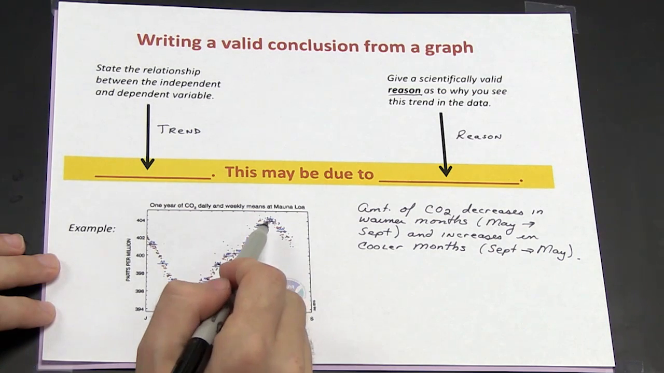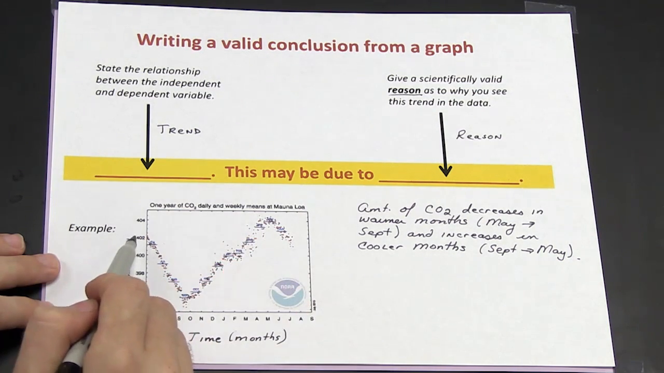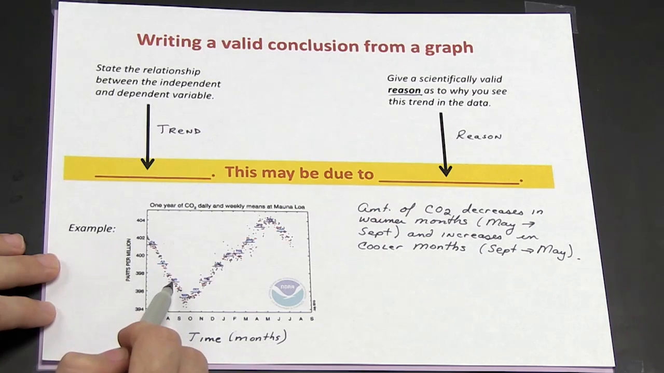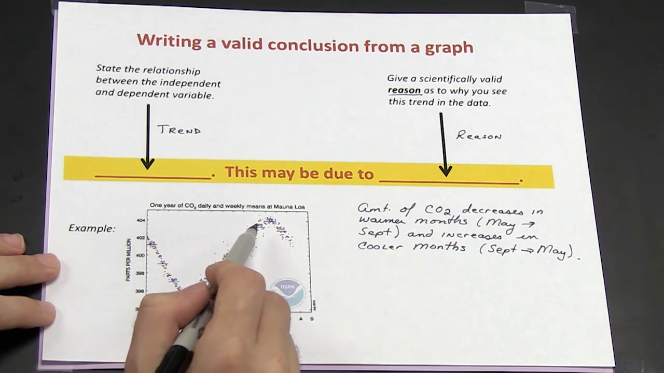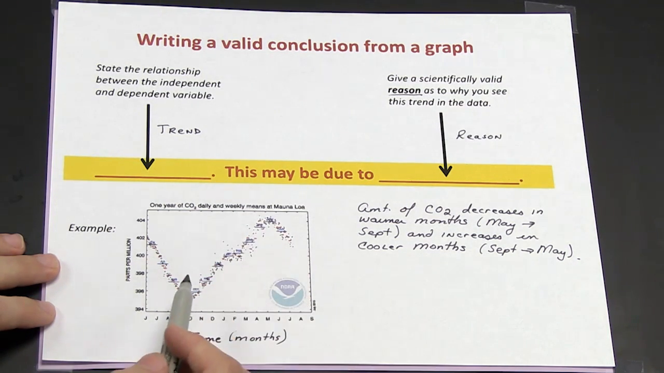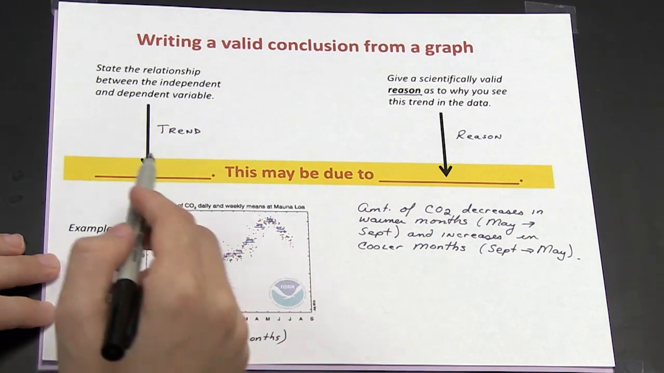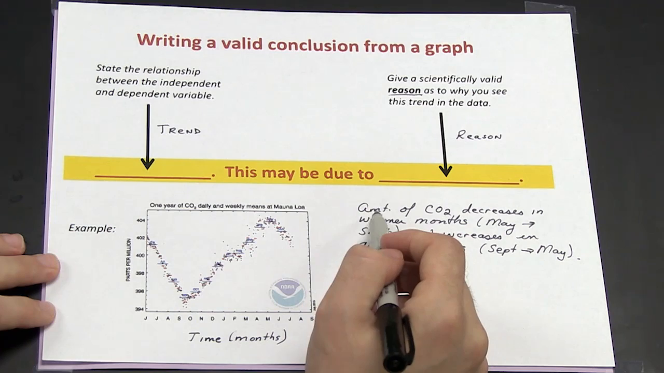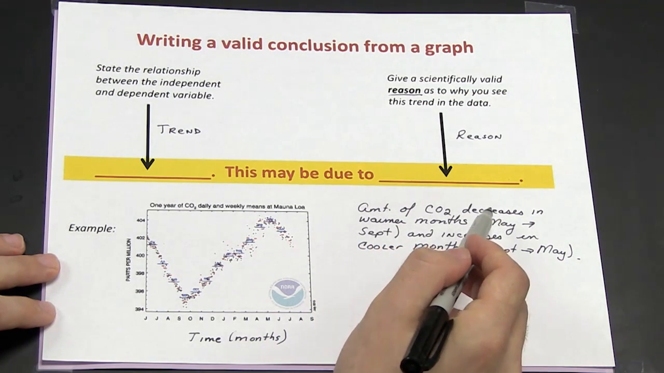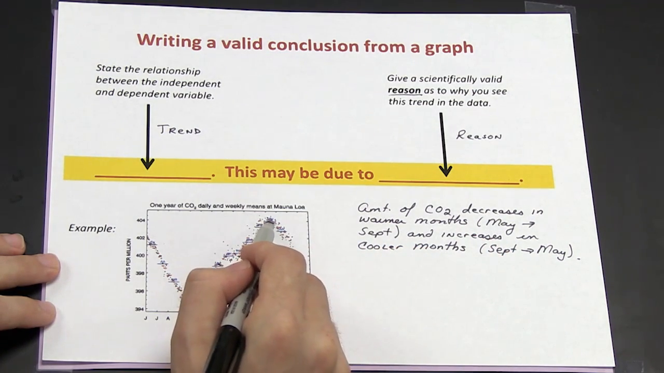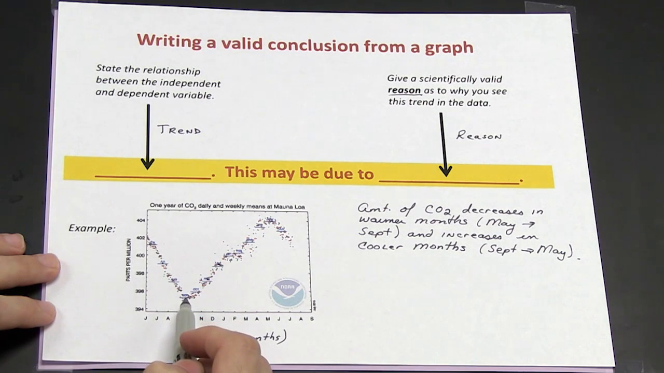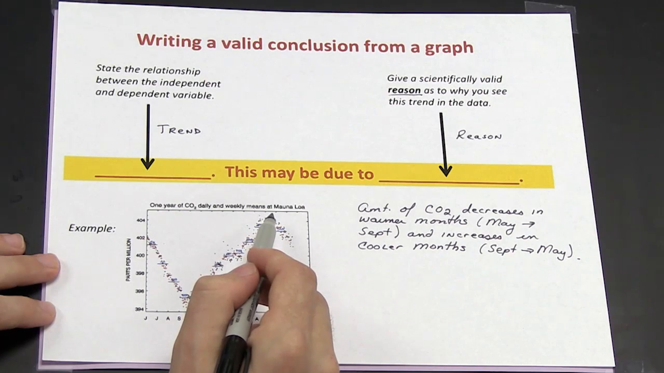You'll notice that as we start in May and go into the warmer months, the amount of carbon dioxide decreases. As we get into the colder months, September up till the beginning of May, we see that carbon dioxide in concentration increases. Therefore, my first sentence could be the amount of carbon dioxide decreases in warmer months, between May and September, and increases in cooler months from September up to May.